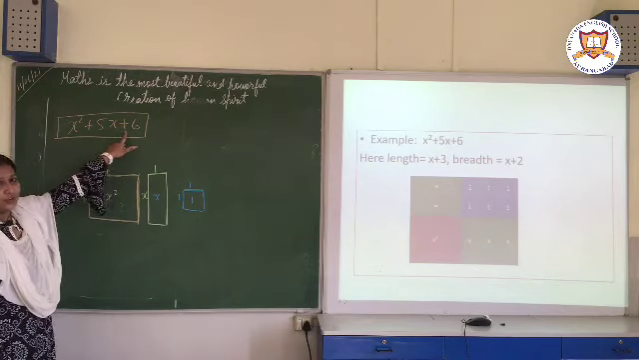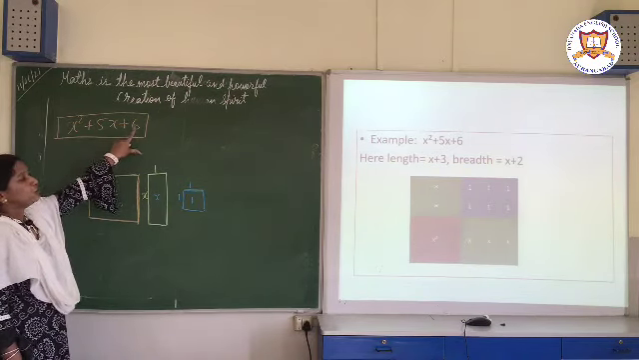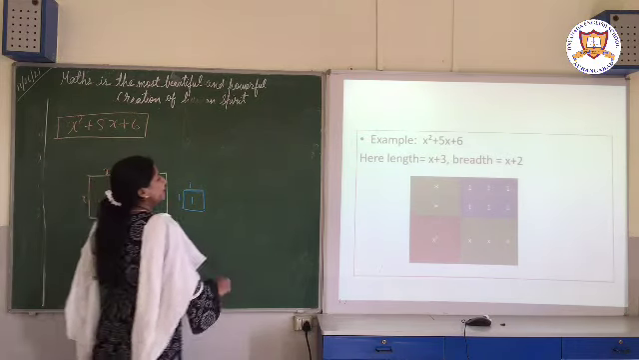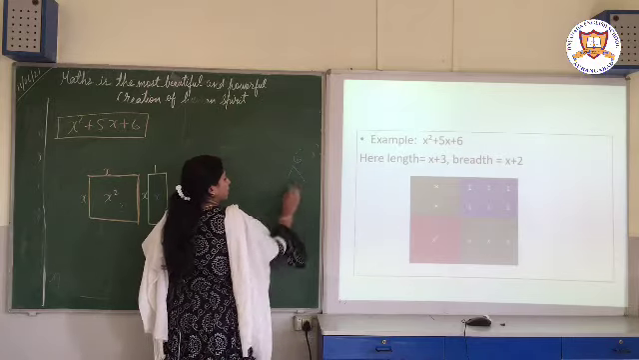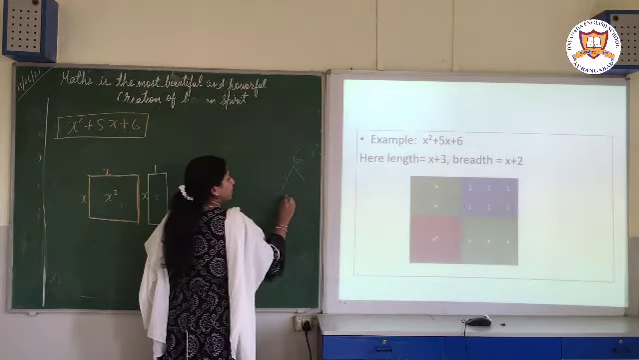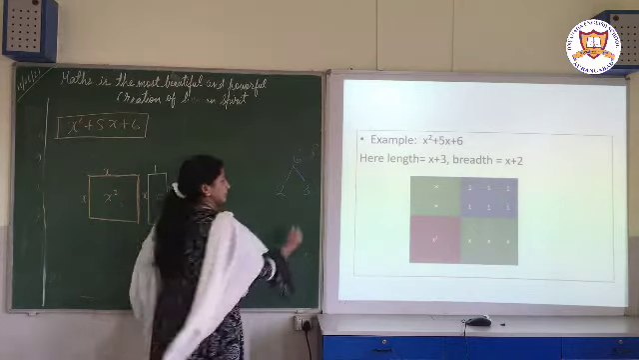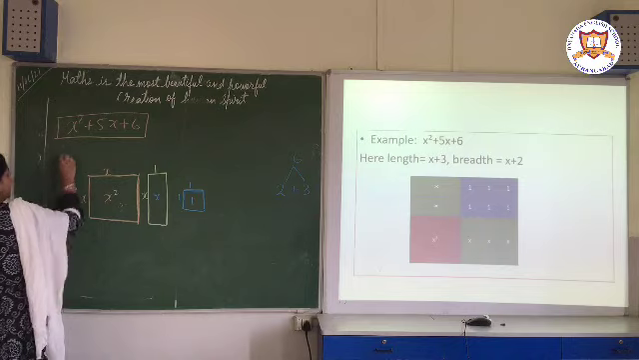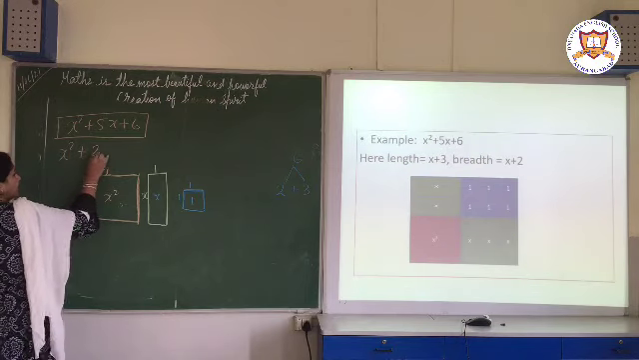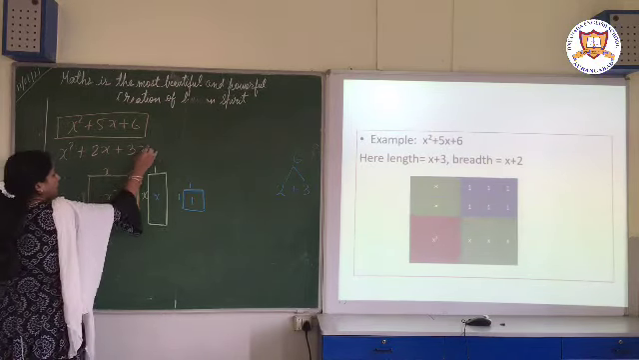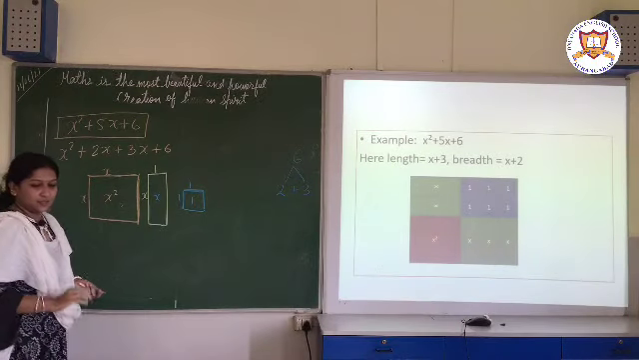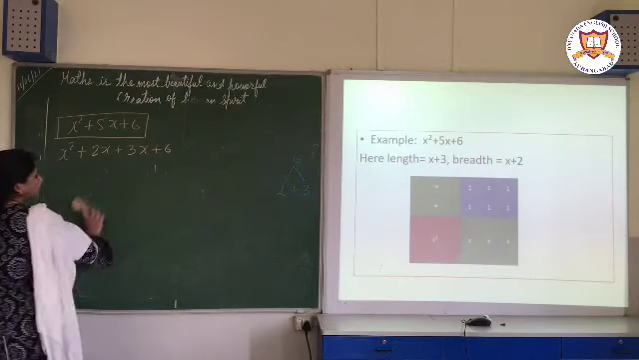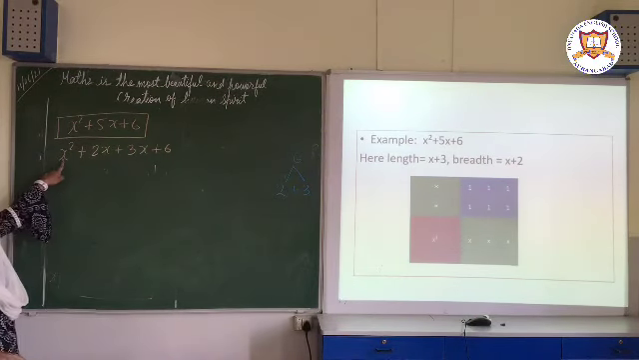Now how to solve this quadratic equation? As I had already told you, you have to find such factors of 6 whose addition or subtraction should be 5x, and it is plus 5. So 2 multiplied by 3. Now we can write this as x square plus 2x plus 3x plus 6. So for doing this activity, students, we'll first require one x square.